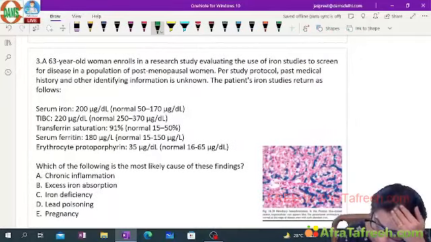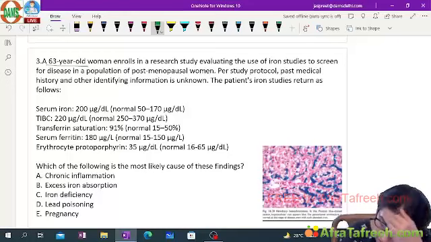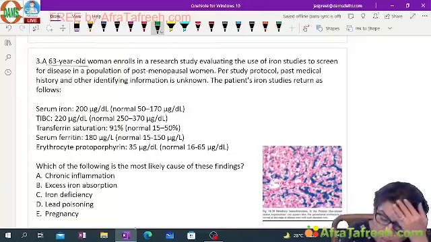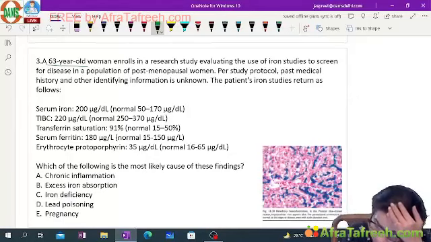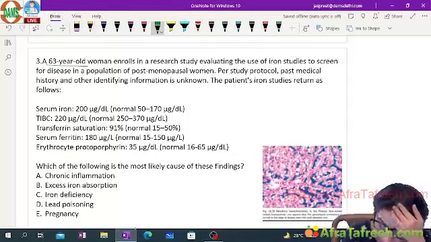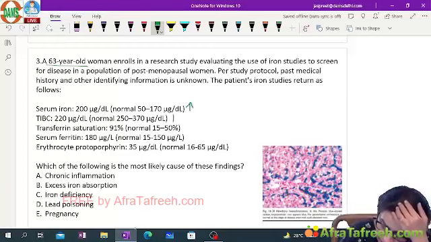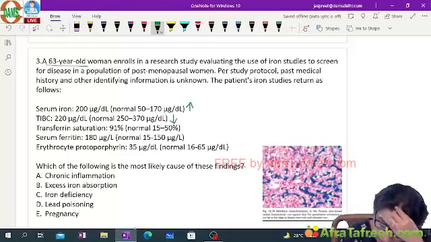A 63-year-old woman enrolls in a research study evaluating the use of iron studies to screen for disease in a population of postmenopausal women. Per study protocol, past medical history and other identifying information is unknown. The patient's iron studies return as follows. Serum iron is 200 micrograms per deciliter, normal is 50 to 170, so this is increased. TIBC is 220, normal is 250 to 370, so it is decreased. Percentage saturation of transferrin is 91%, which is markedly raised.